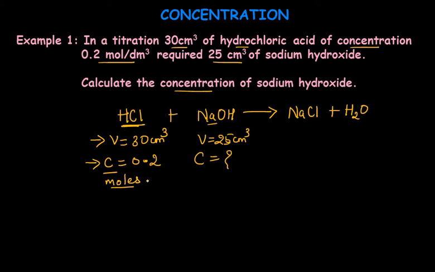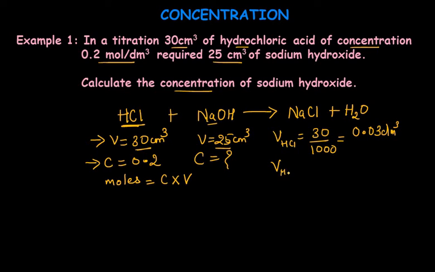So to calculate the moles, the formula is concentration into volume. But here the volume is given in centimeter cube. So first we should convert it into decimeter cube. So 30 divided by 1000, which gives us the value of 0.03 dm cube. And the volume of sodium hydroxide, that is the volume of base, is 25, which should again be divided by 1000 to give us the value of 0.025 dm cube.